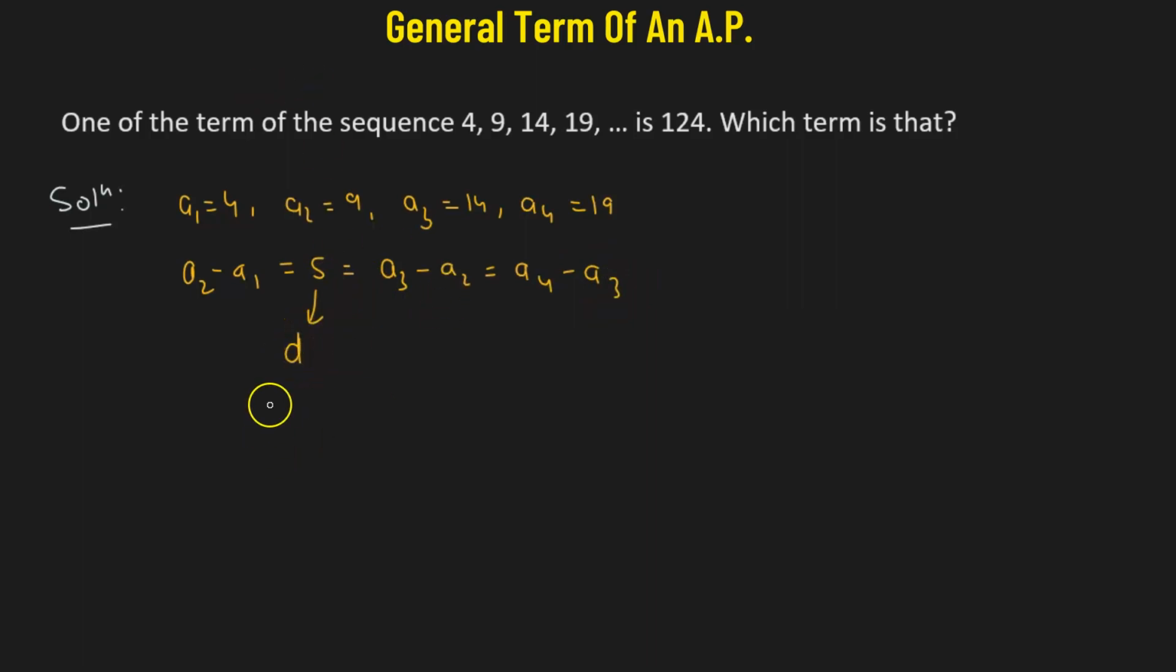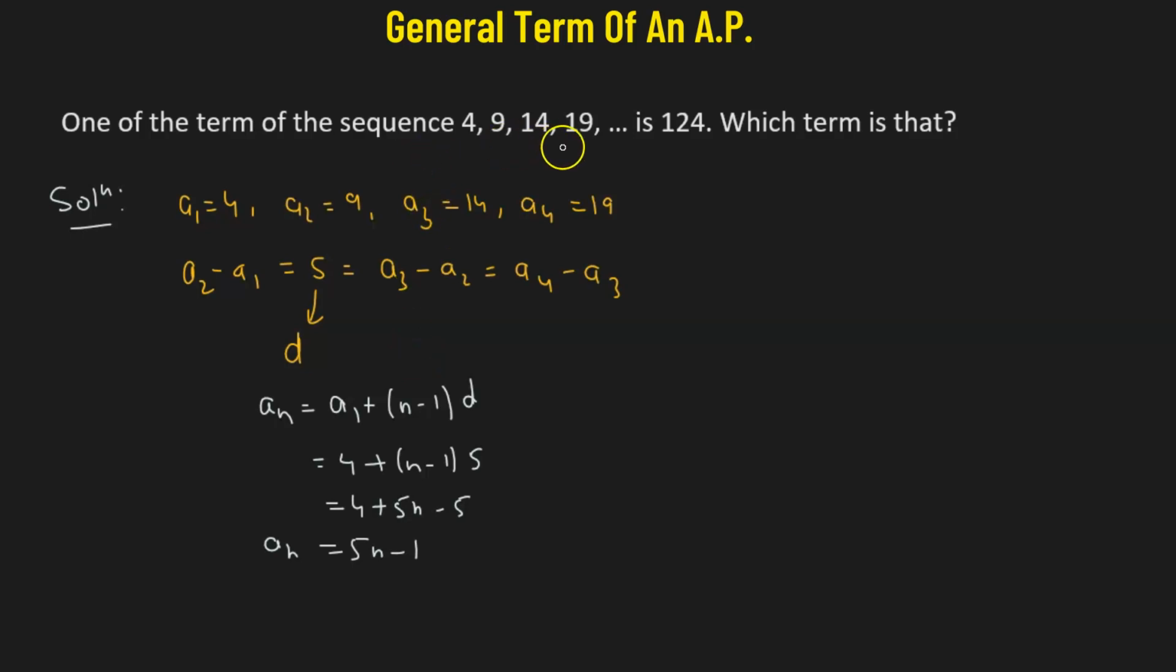Now we know that the nth term, an, is given by a1 plus n minus 1 times the common difference. And this is the first term, which has a value of 4, plus n minus 1 times the common difference of 5. So we have 4 plus 5n minus 5, or simply 5n minus 1. So this is the nth term.